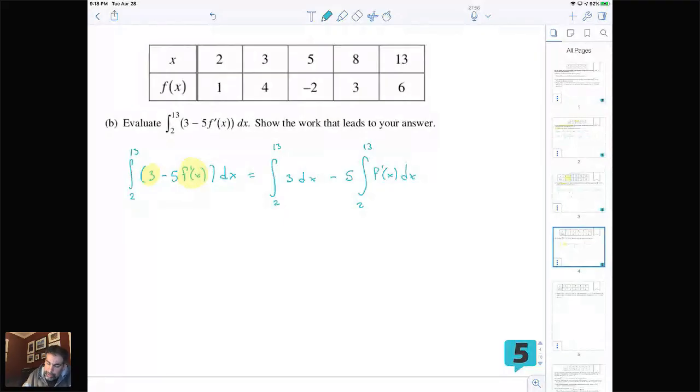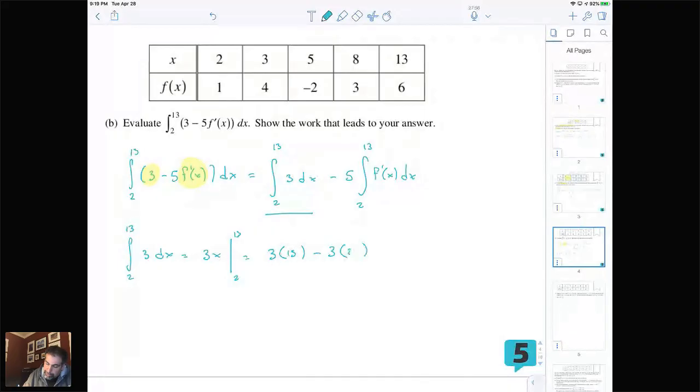From here, 2 separate problems, okay? The first one is very straightforward, mechanical. You can do it. You can say that the integral of 3 dx is equal to 3x, and now you're just evaluating that from 2 to 13, and that will get you 3 times our top bound, 13, minus 3 times our bottom bound, 2.